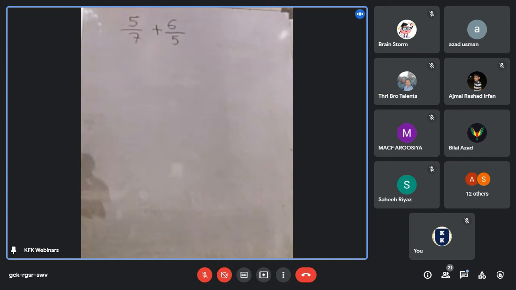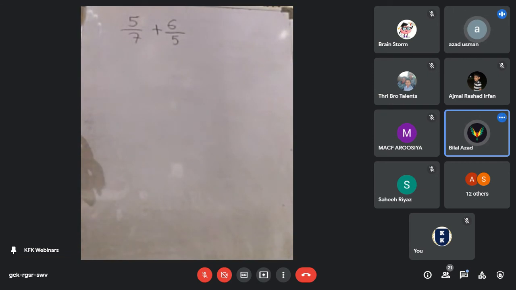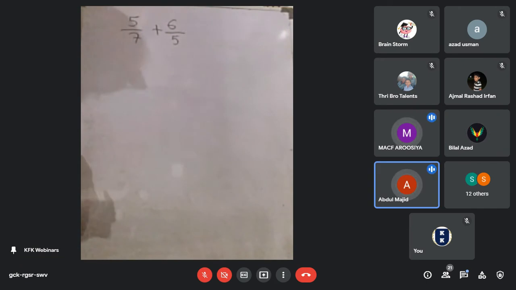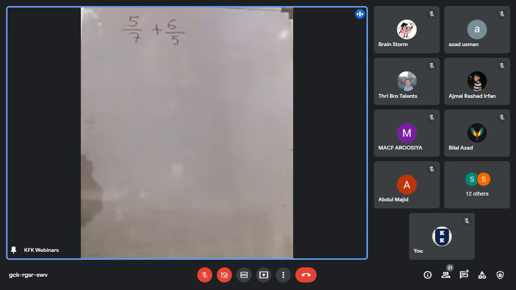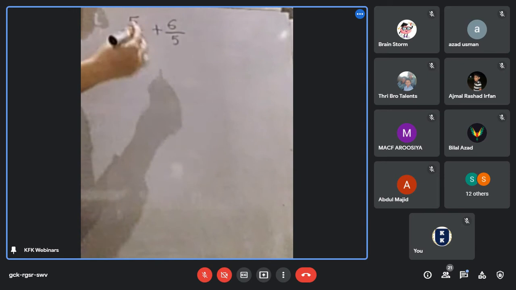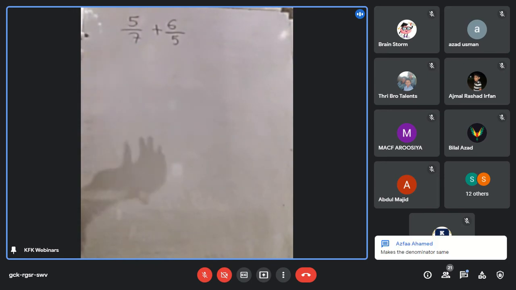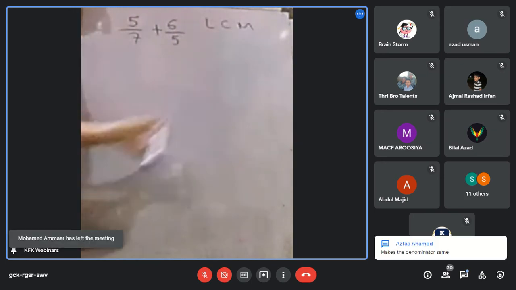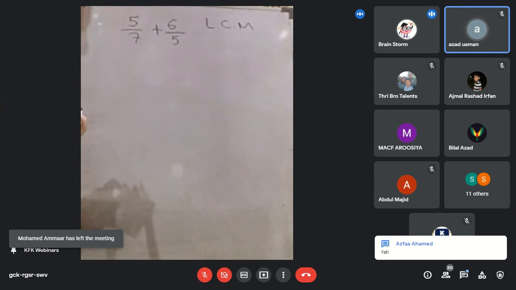The very first step. Make the denominator same. Yes, you all make the denominator the same. Good. So what you will do first to make the denominator the same is find the LCM, isn't it? The lowest common multiple.